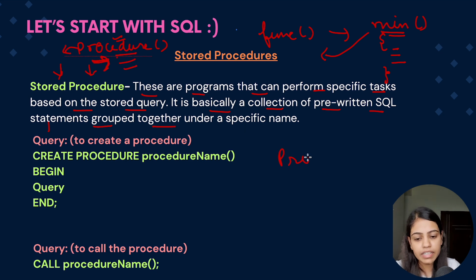Procedures can be created in two types. One is when we are passing some params in the procedure, and one when we are not passing any params in the procedure, that is, parameters are empty.